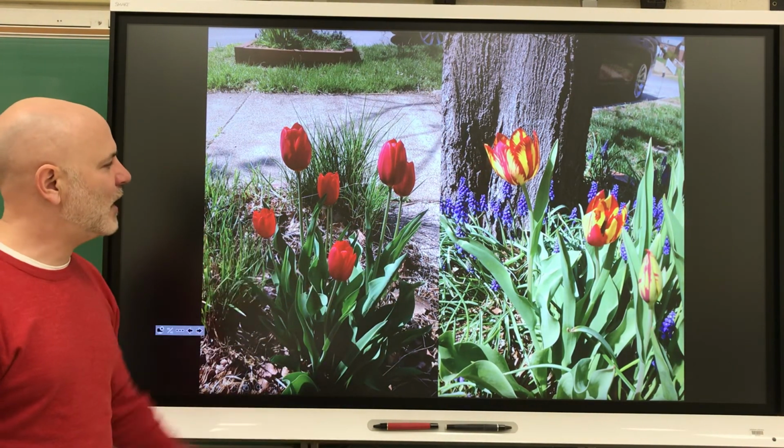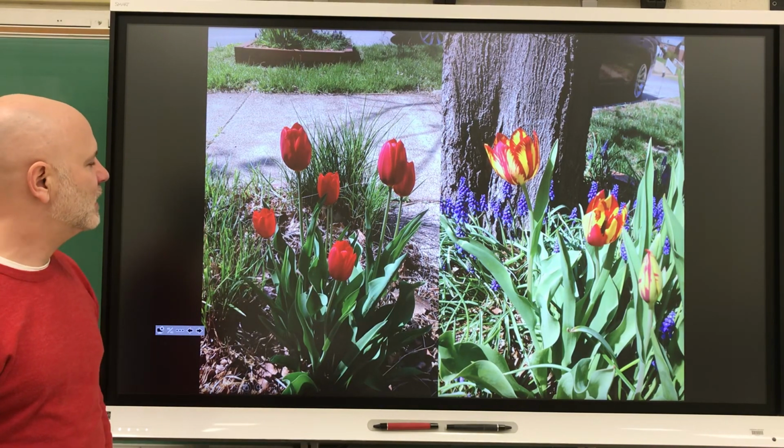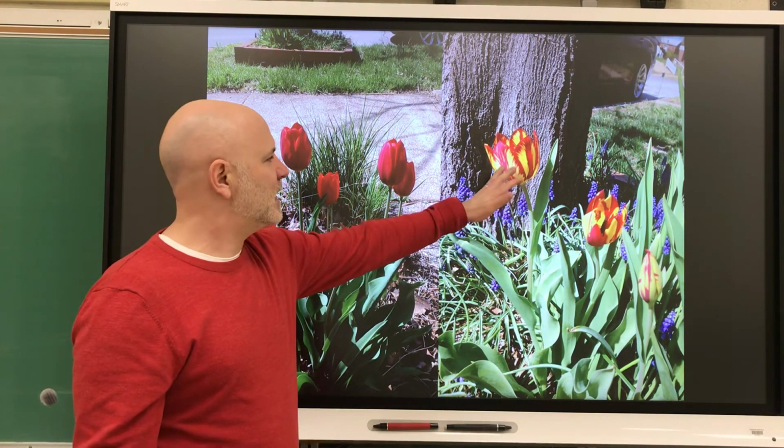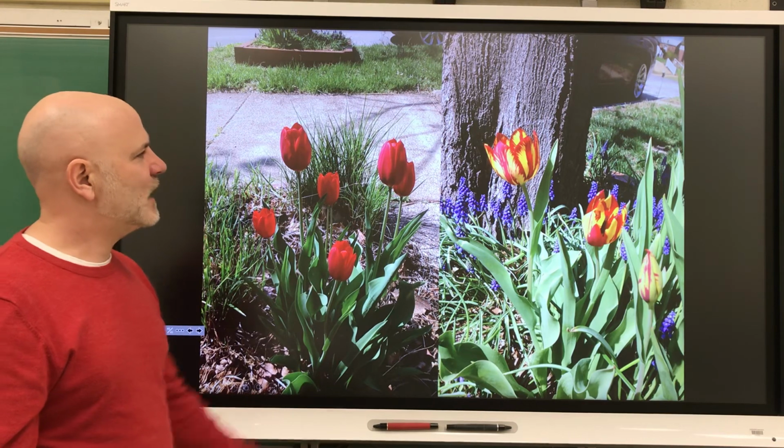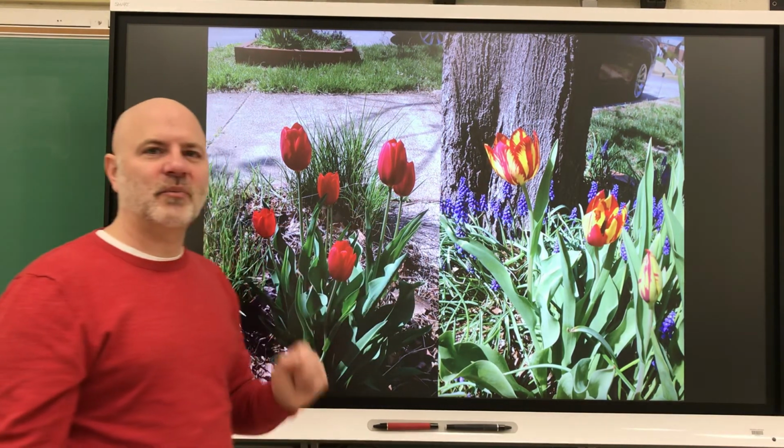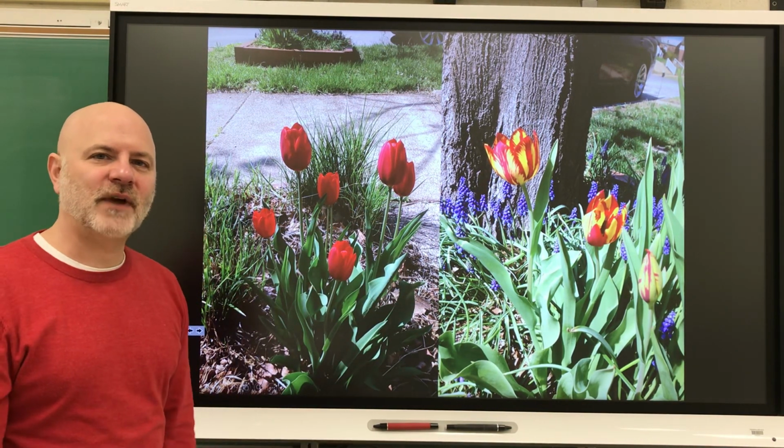And this is at my old house. I had red tulips there. And my wife used to love these kind of tulips here. She would say, oh, I like those striped ones. They look so pretty. And I would say, yeah, they're infected with the virus.